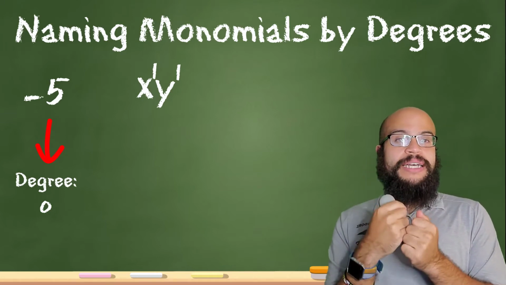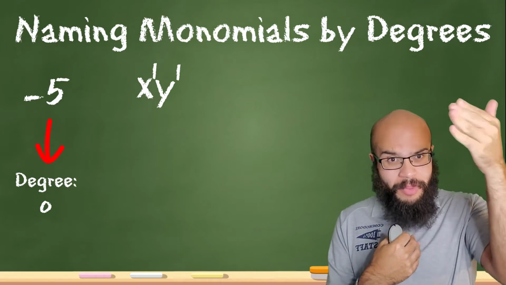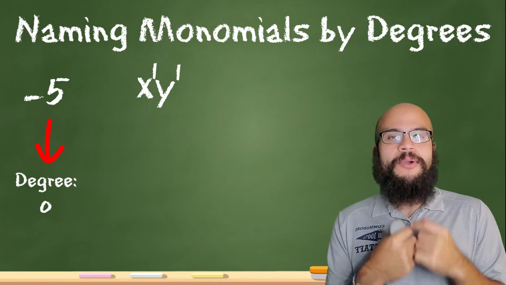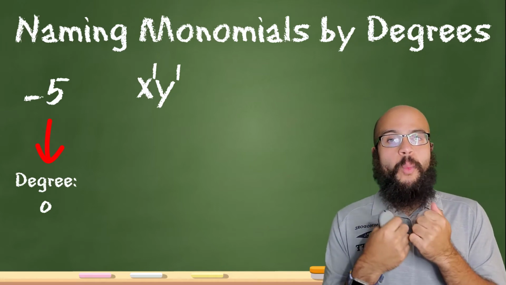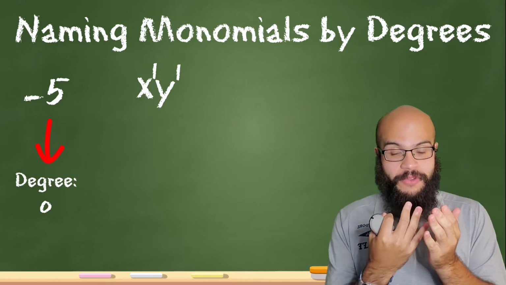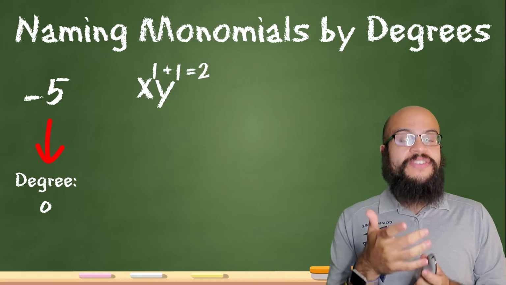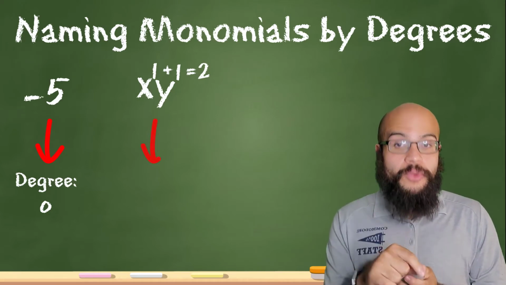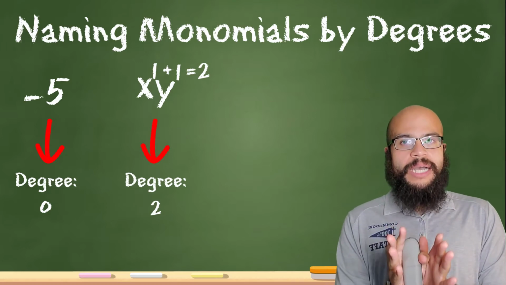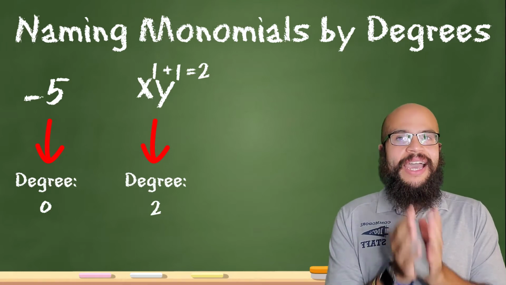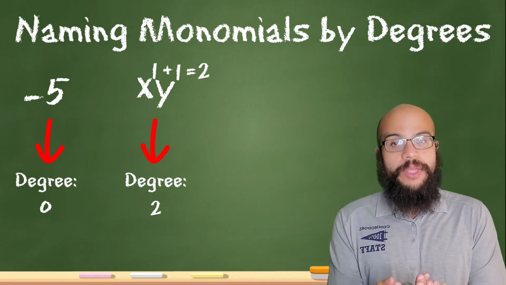If a variable does not have an exponent visible, the exponent is to the power of 1. So in this case, there's technically a 1 on both variables, and 1 plus 1 is 2. So this is an example of a second degree monomial. To recap this process, you simply add the exponents together on the variables to find the degree of a monomial.